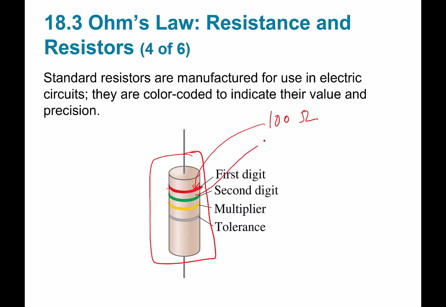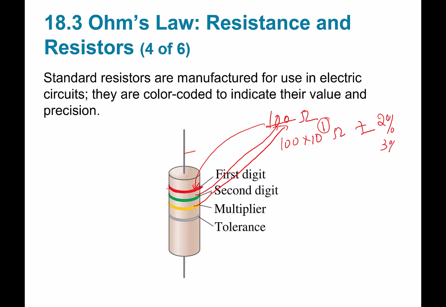The second color will represent whatever number is over there. It's not necessarily that green represents a 0, but I'm just giving you an example. And the third one represents the multiplier. So if it is 100 multiplied by 10 raised to power 1, the multiplier is the exponential term that you have on 10. And the last one is tolerance, which is plus or minus 2% or 3% for gold, silver. There are different tolerance levels.